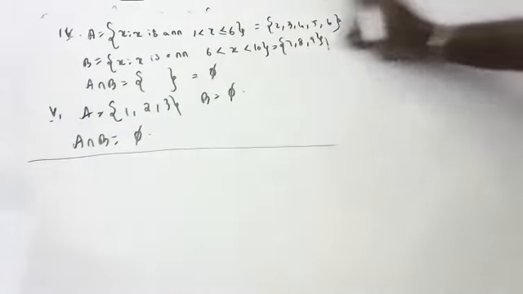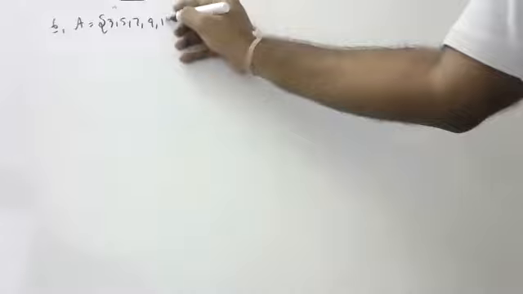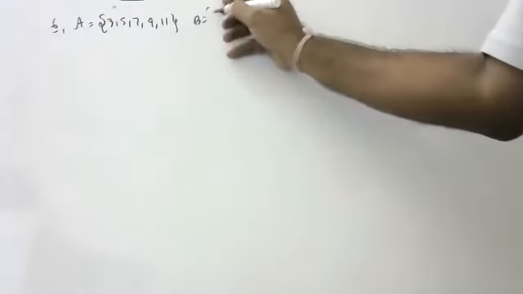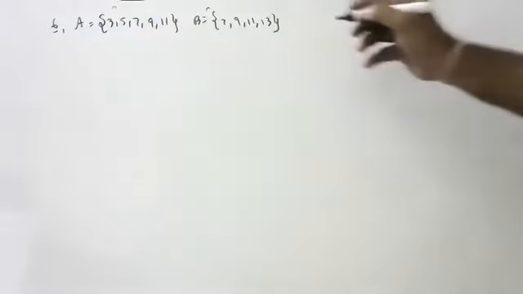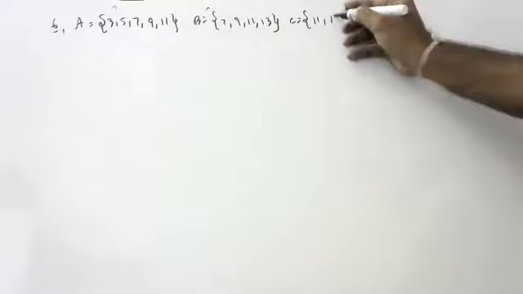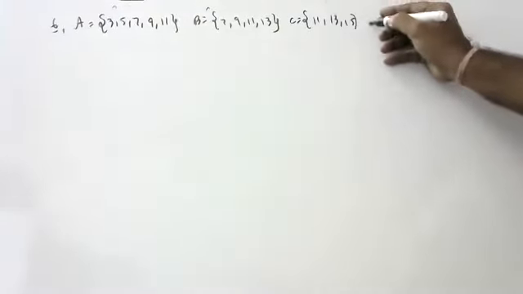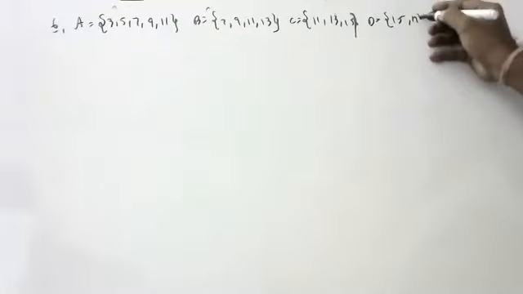Now let's do sixth bit. I hope you are able to understand; I'm telling very slowly, children. They are very easy sums, even though you are dealing with them for the first time. A is equal to {3, 5, 7, 9, 11}, B is equal to {7, 9, 11, 13}, C is equal to {11, 13, 15}, and D is equal to {15, 17}.